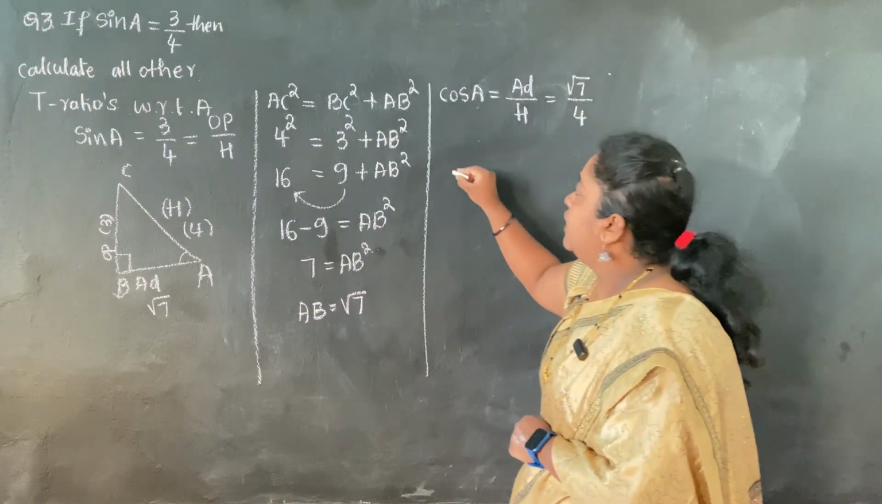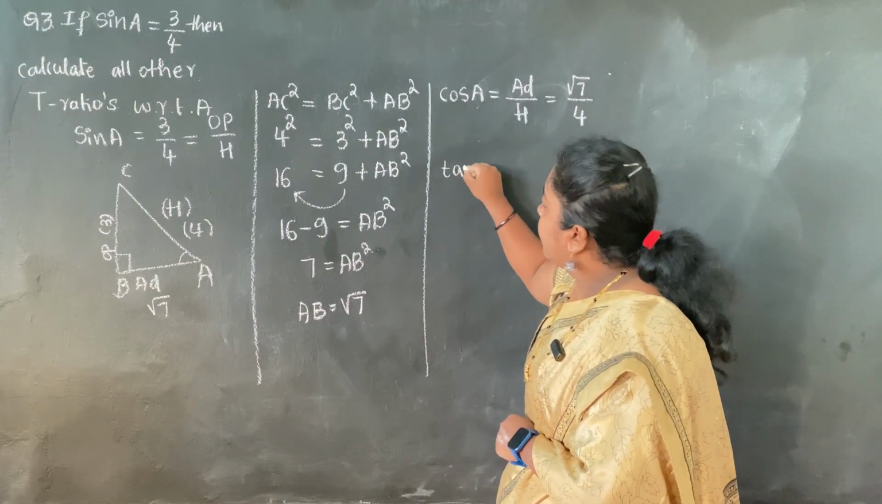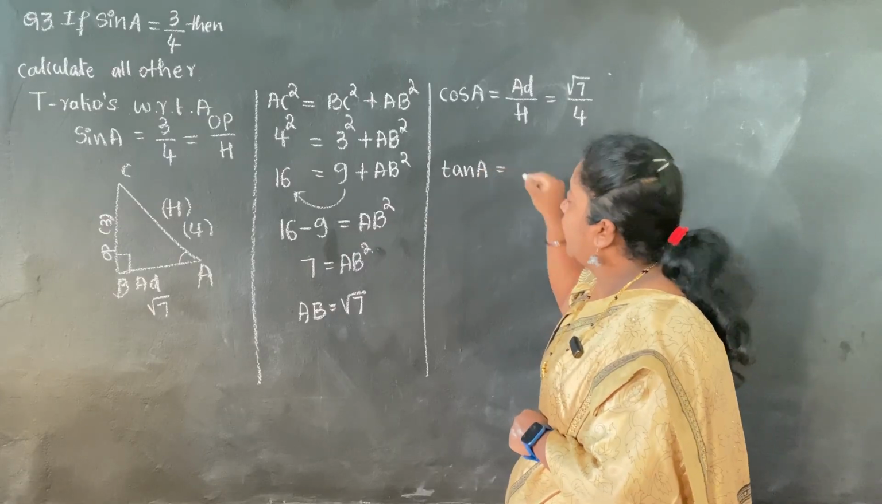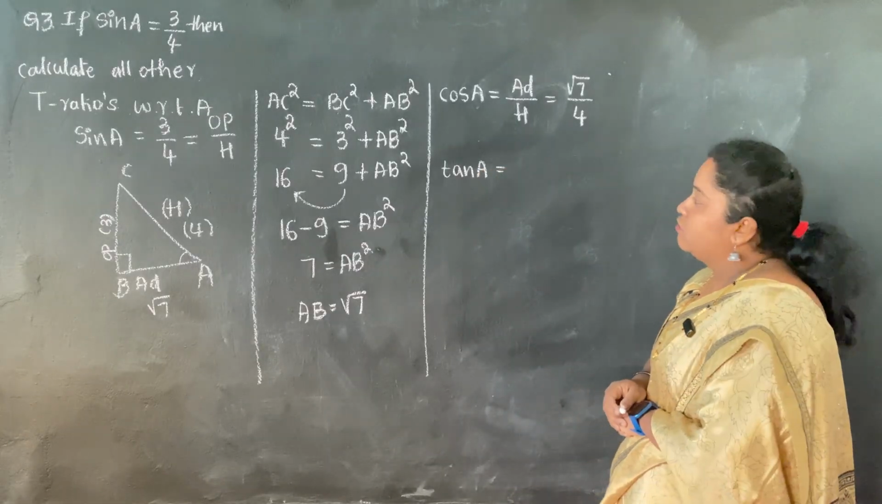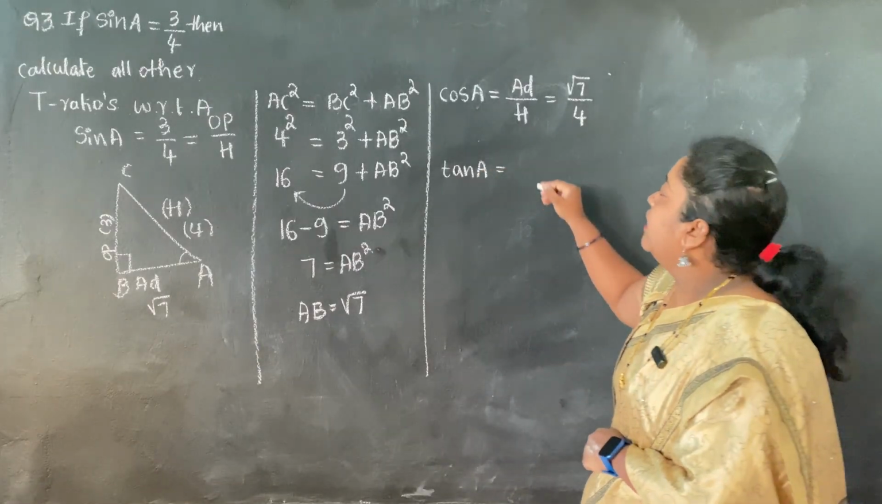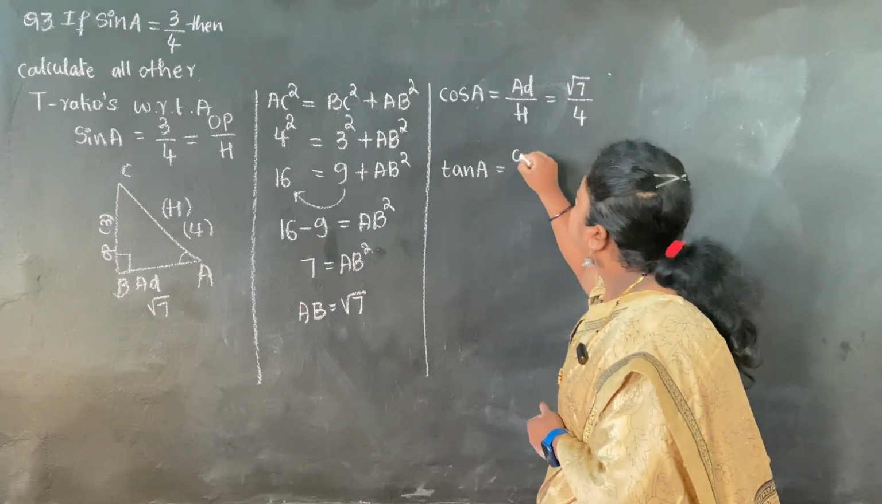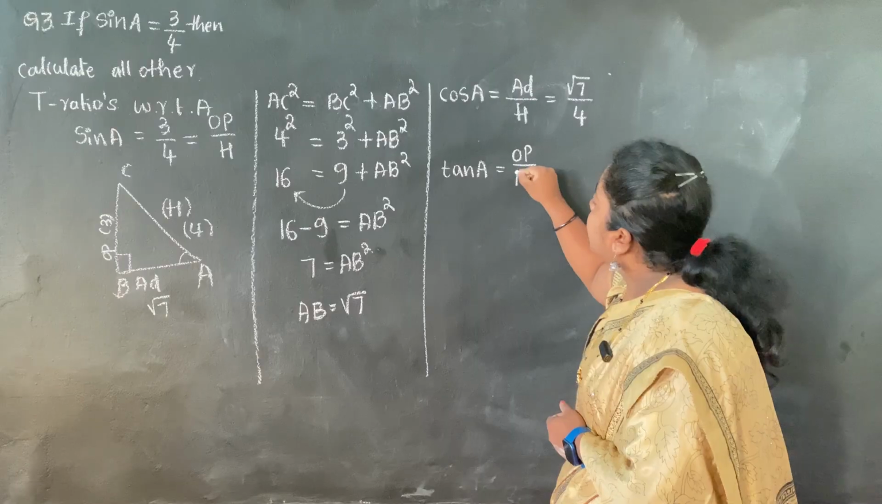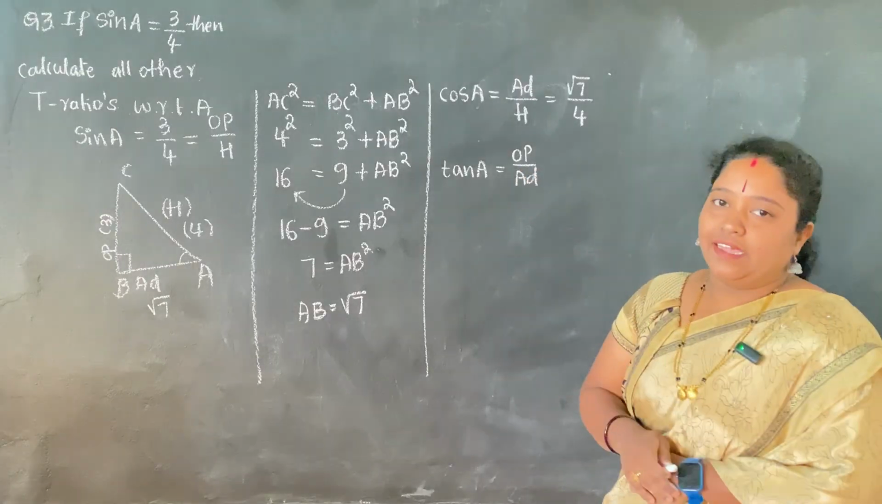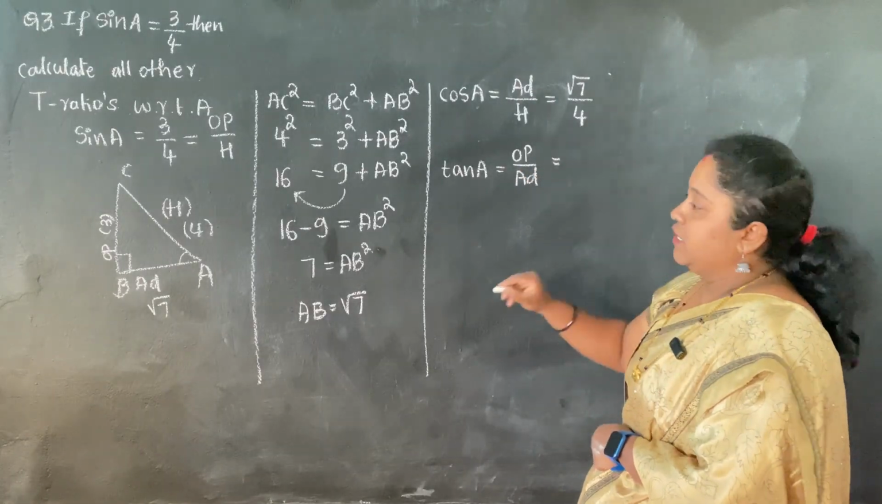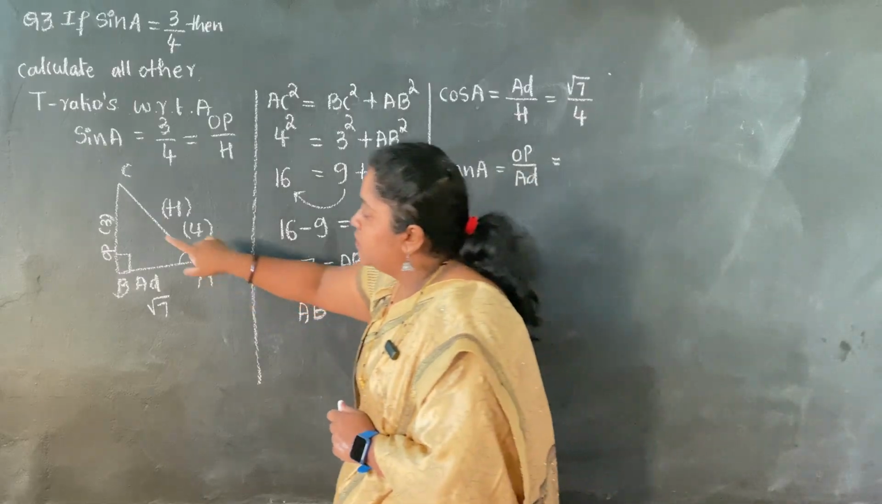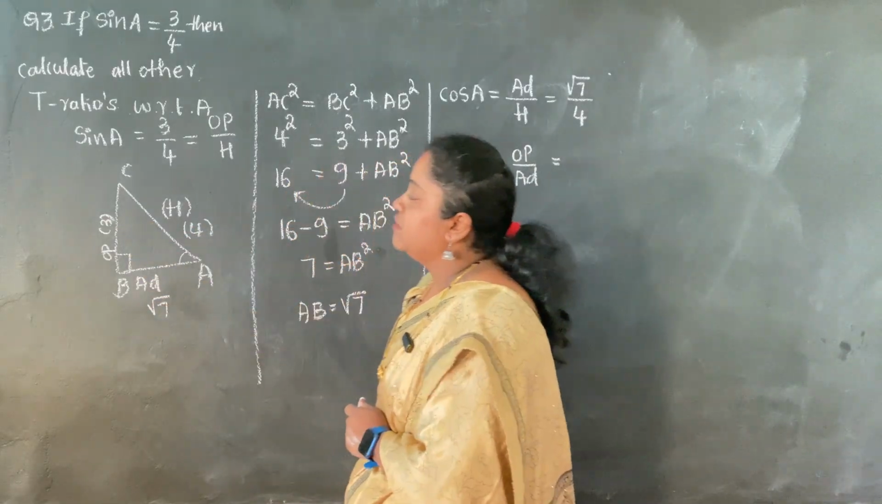And after that we will calculate tan A. Okay, we'll calculate tan A. And remember the formula associated with tan A? Tan of any angle is nothing but the ratio of opposite side to adjacent side. Opposite to adjacent. See, look at the diagram. Opposite is 3 and adjacent is root 7.